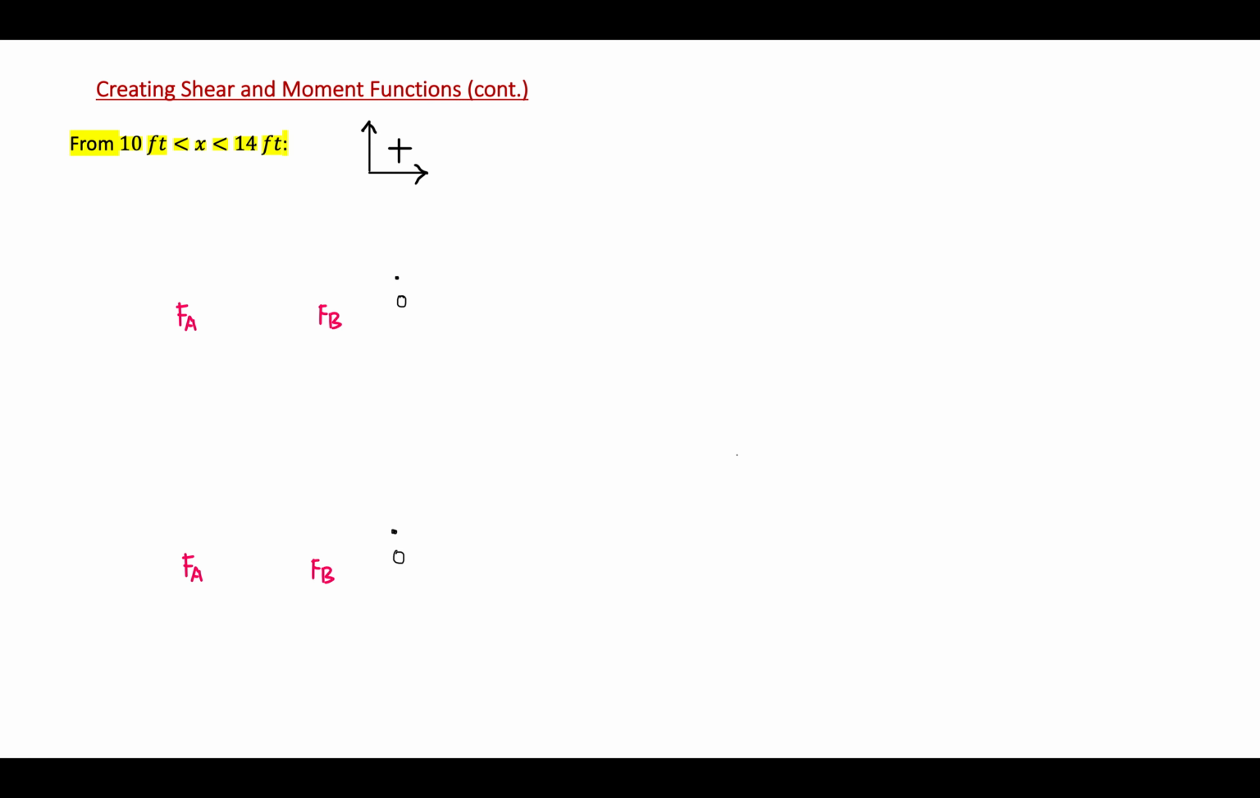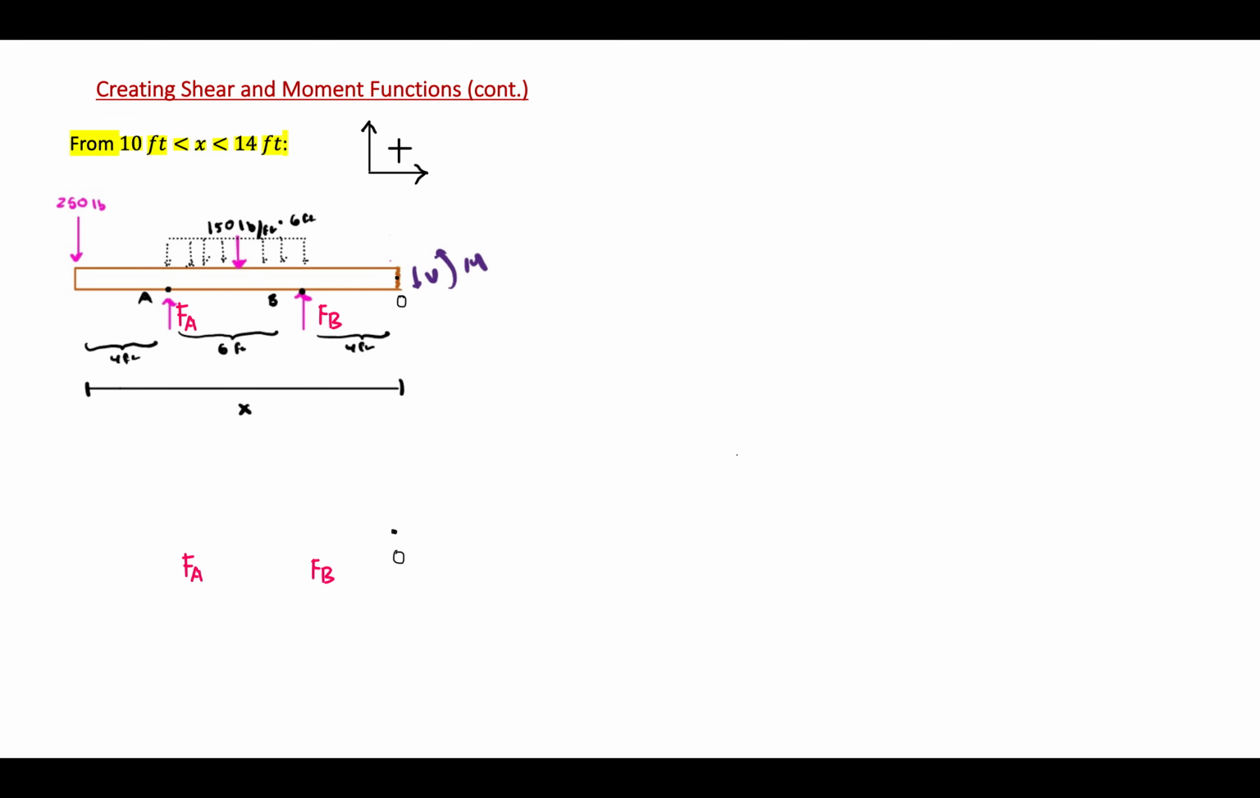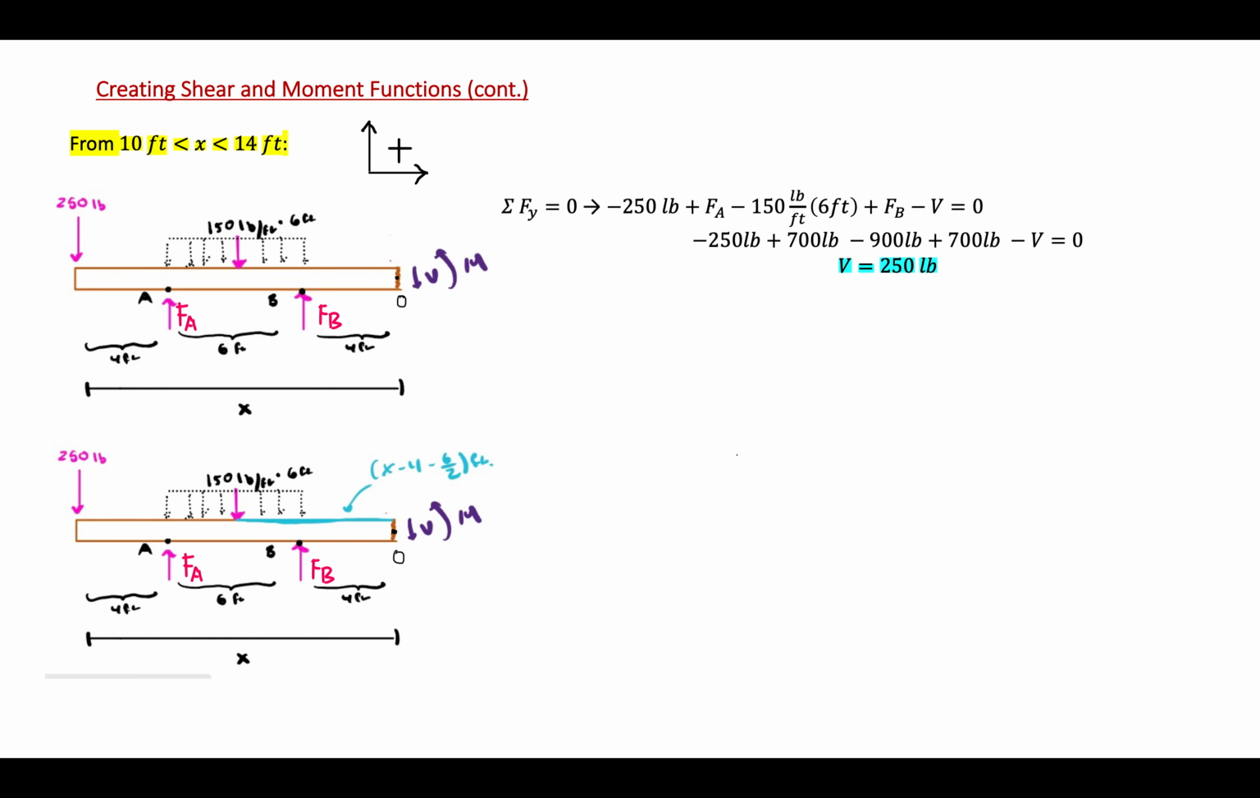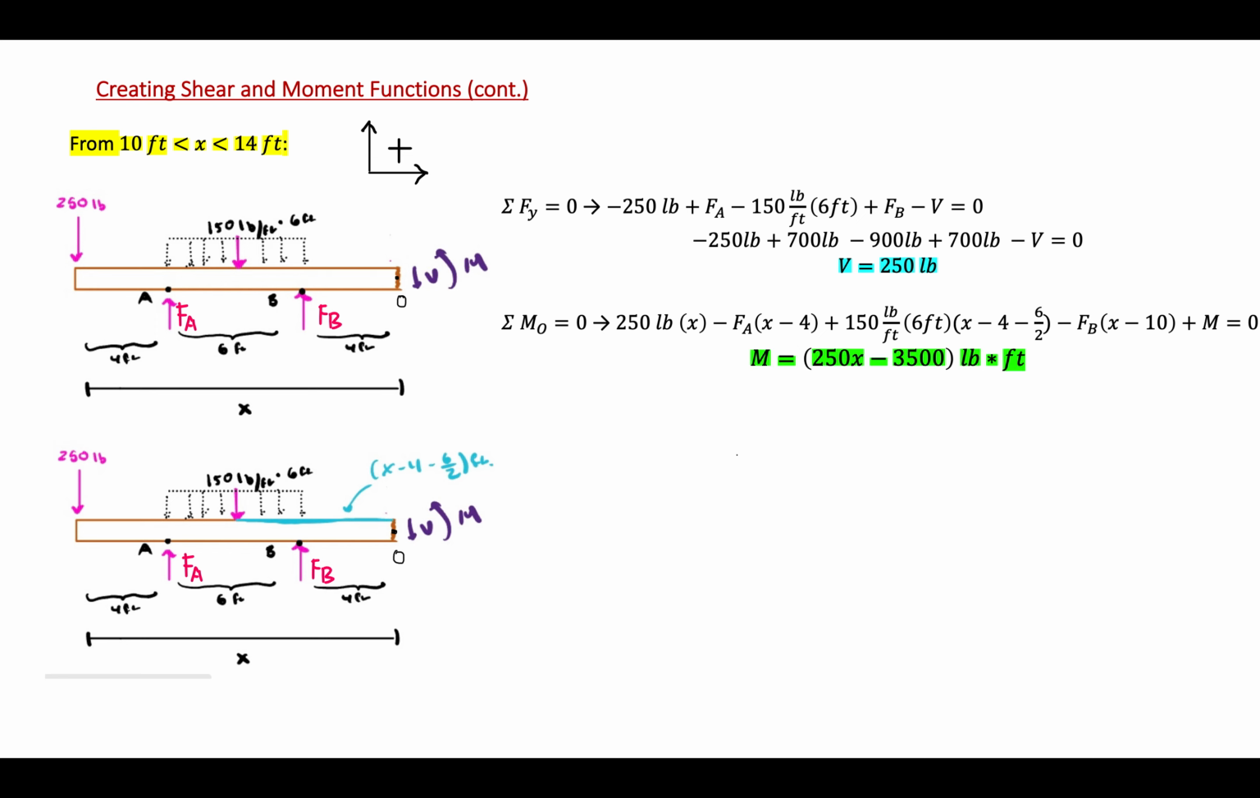Now, taking the third cut for 10 feet to 14 feet, we get this as shown. Taking the equilibrium equation in the y direction, we get the shear of 250 pounds. And taking the moment at point O, we get M equals 250x minus 3,500 pound-feet.